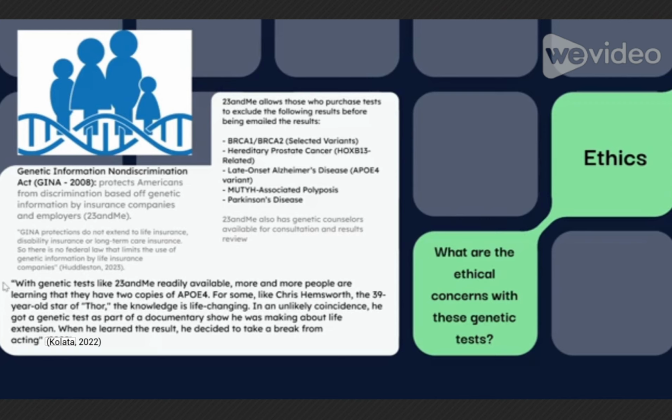More recently, actor Chris Hemsworth of Thor took a DNA test as part of a production. According to a New York Times article, Hemsworth learned that he did in fact have 2 copies of APOE4, and has since decided to take a break from acting to spend time with family.